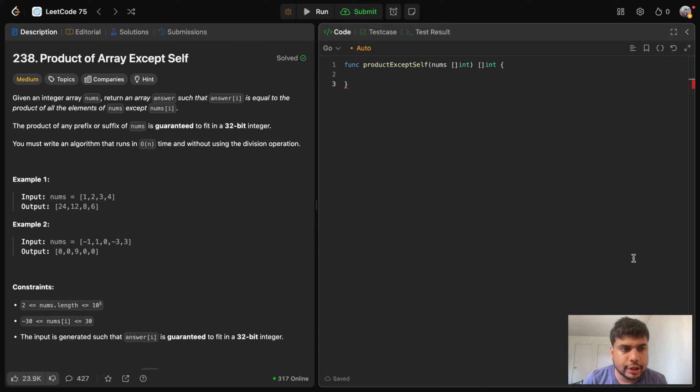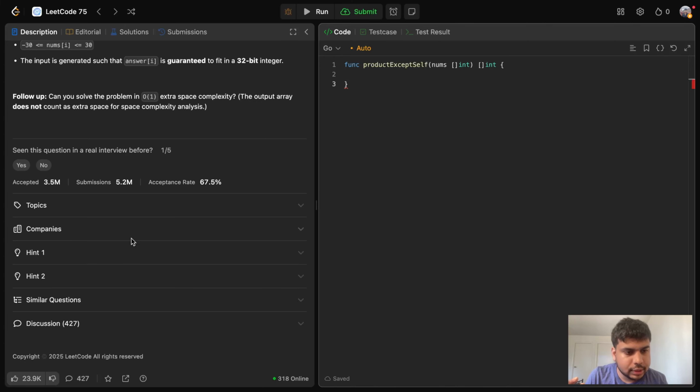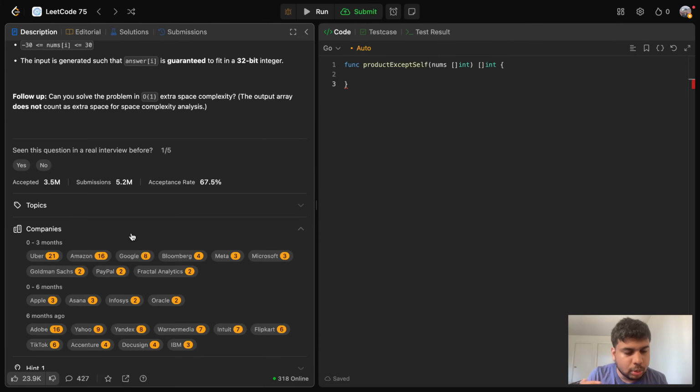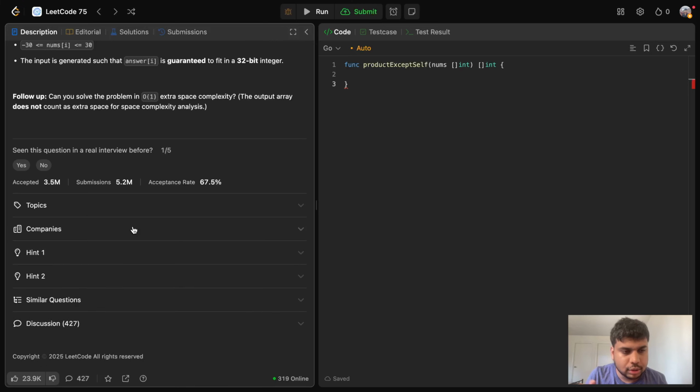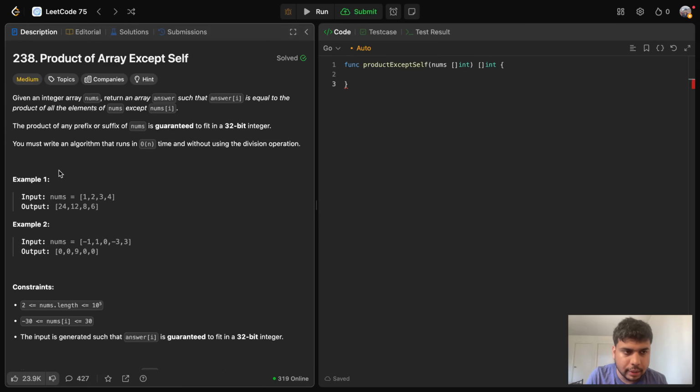So let's look at today's question. Product of array except self. This is a very popular question. As you can see, Uber has literally asked it 21 times in the past 3 months. So it's quite a popular question. So let's look at it.